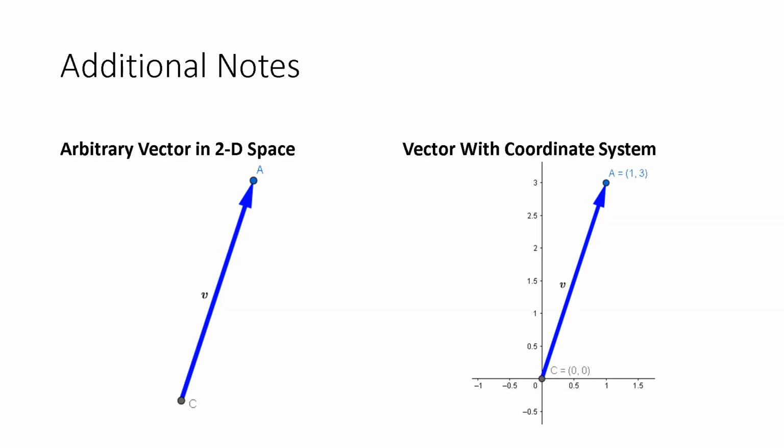So here's an arbitrary vector in two-dimensional space. Here we have a point C, we have a point A. C is the initial point, A is the terminal point, and there's no coordinate system associated with it. So we could have this vector placed anywhere we want. But once you put a vector inside a coordinate system, then its initial point and its terminal point will have ordered pairs associated with them. And in this example here, the initial point is located at the origin and the terminal point is located at (1, 3), implying a 1-unit movement horizontally and a 3-unit movement in the positive vertical direction.